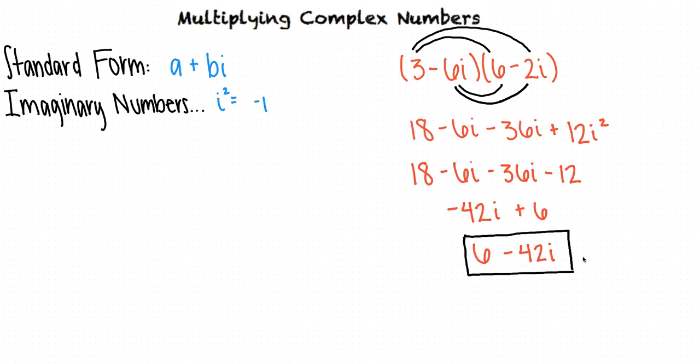Exactly. Okay, so when multiplying complex numbers, we must remember that when our imaginary term i is squared, it equals -1. And our final answers must be in the standard form a plus bi. It sounds like you really understand how to multiply complex numbers.